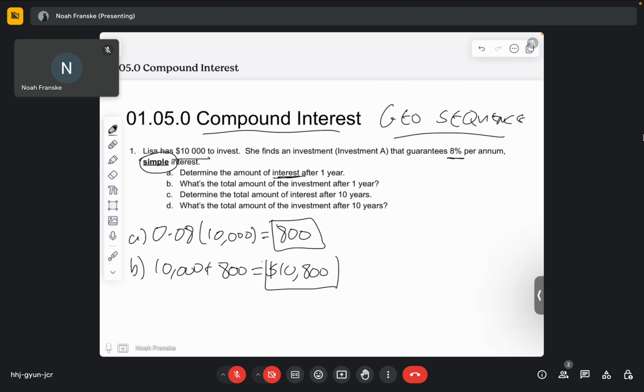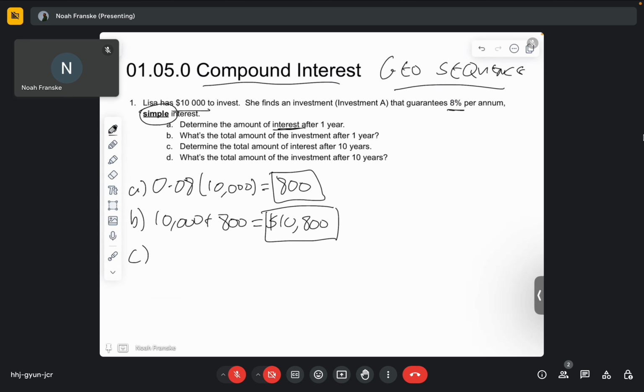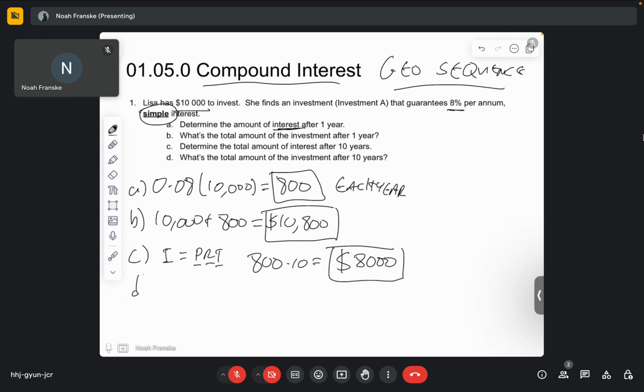So to determine the total amount of the interest after 10 years, well, it's $800 each year. And some of you may know the I equals PRT formula, right? But basically all that is P times R gave us the 800, and now T is 10 years. So 800 times 10 is $8,000. So that's how much interest she has after 10 years. And the total amount of the investment will be 10,000 plus 8,000, which is $18,000 if I did my math right. Nice work, Lisa. 8% is incredible. If you find a bank that gives you 8%, never leave.